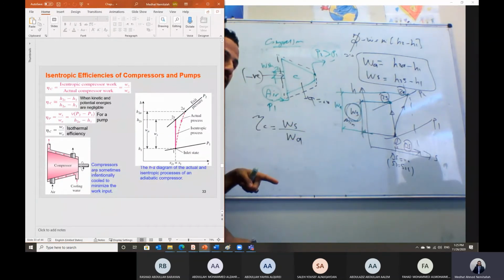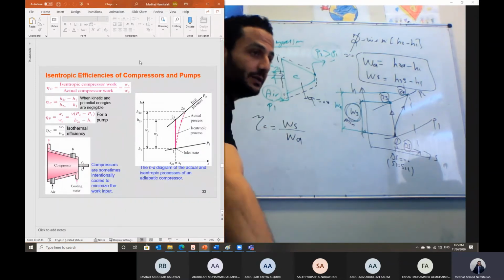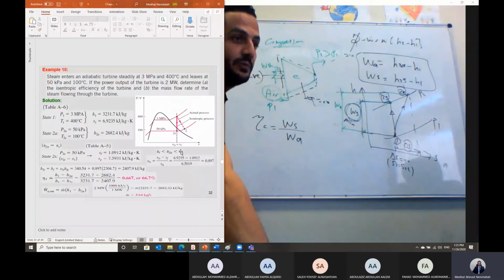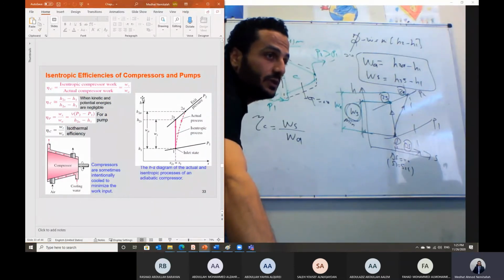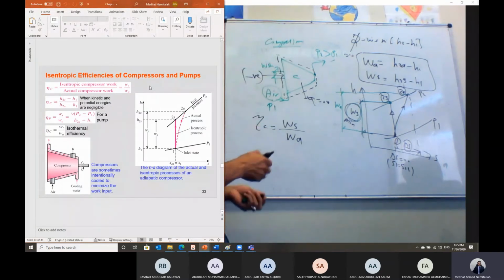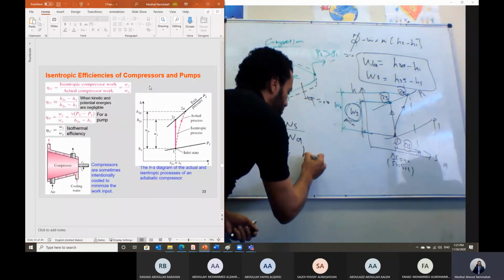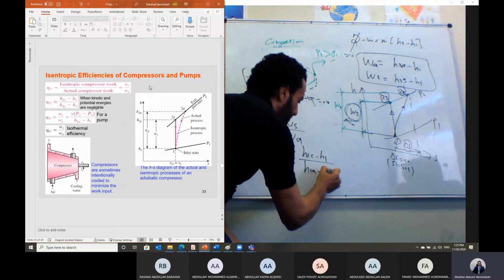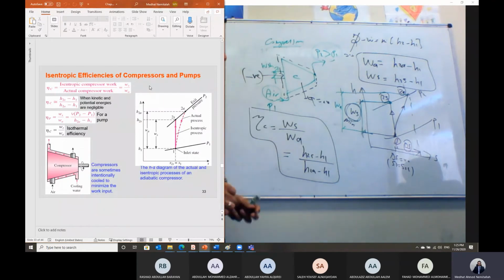is less than isentropic. So the isentropic efficiency of a turbine is the ratio between the actual work divided by the isentropic work. But in case of a compressor, as it is consuming work, the efficiency of the compressor should be the ratio between the isentropic work divided by the actual work. Or it is equal to the isentropic work, H2S, the isentropic exit condition, minus H1, divided by H2 actual minus H1. And this is how we define the isentropic efficiency for the compressor.